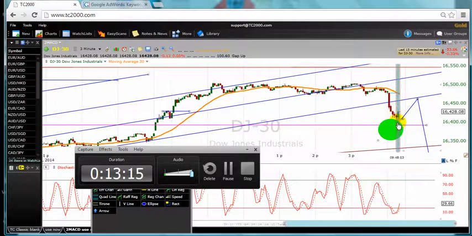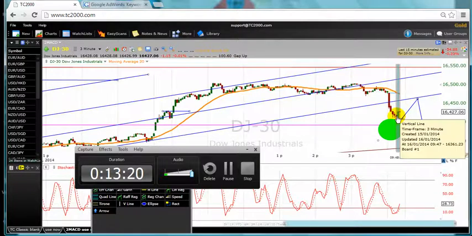You can see some traders start buying here around this pink line. We will see what's going to happen, but we will wait again patiently, no rush, until 10 a.m. Eastern time.